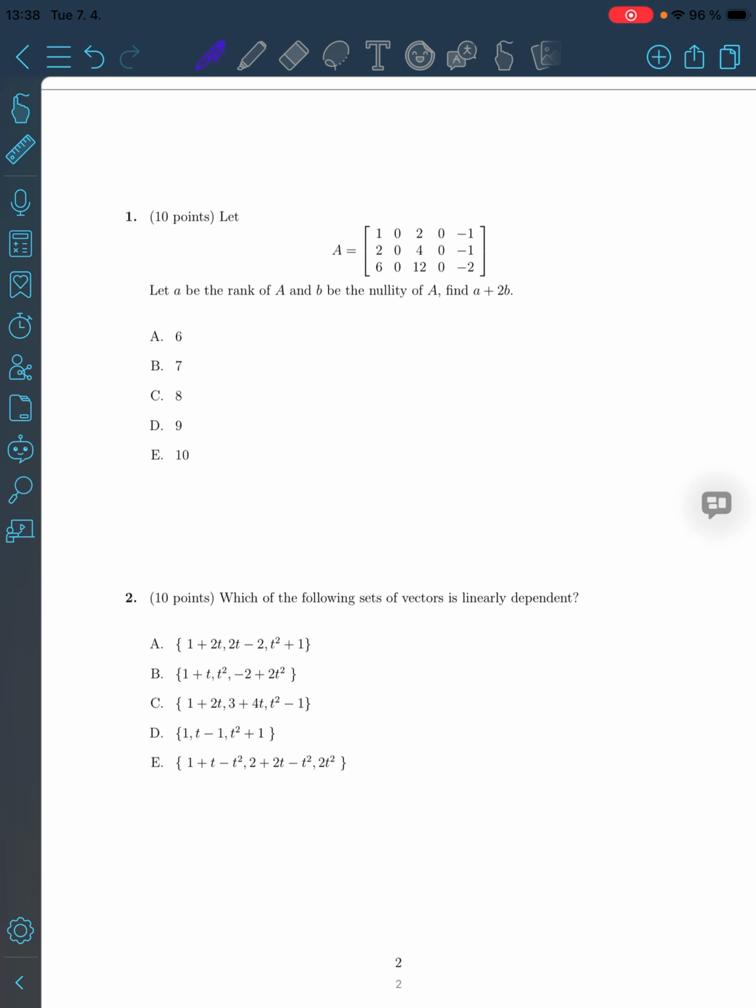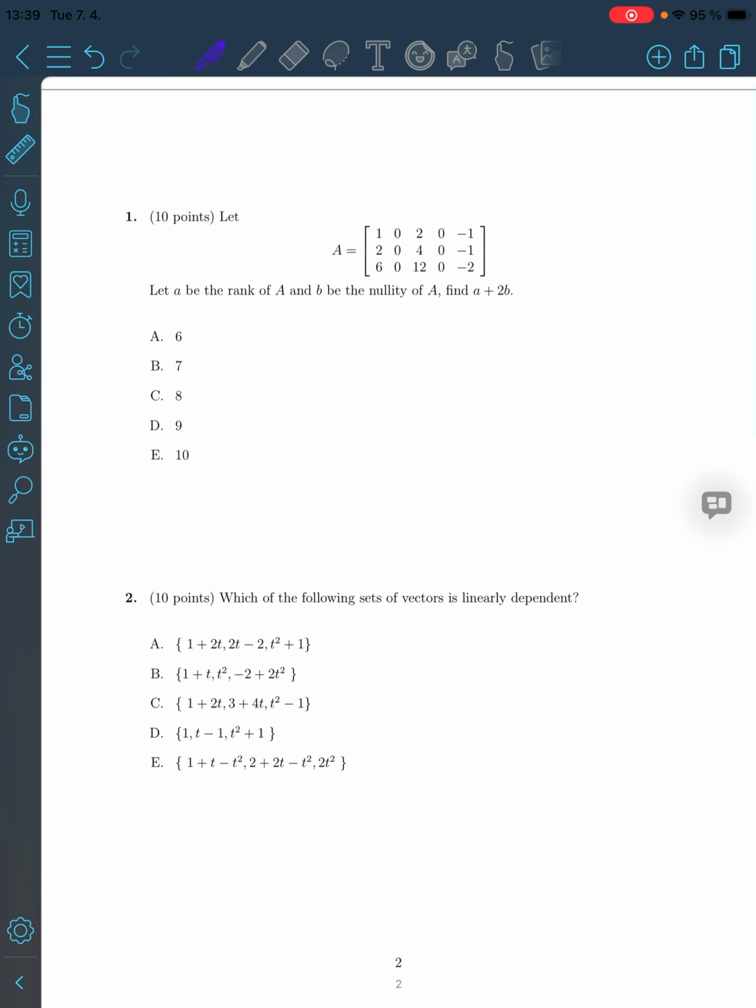This is actually the exam 2 midterm for fall 2025. I just want to go through all the questions and solve them together. I will also provide some shortcuts, in particular for multiple choice questions, that might ease your life. So let's get started.